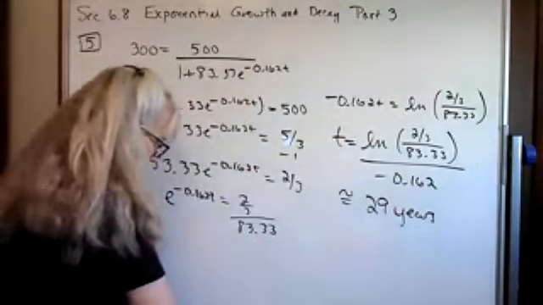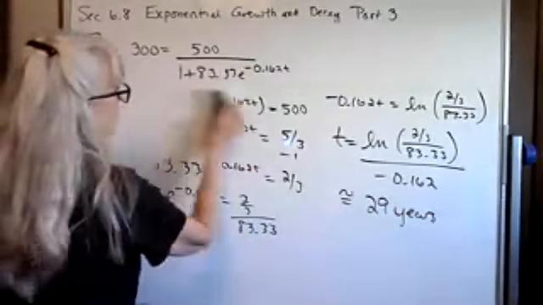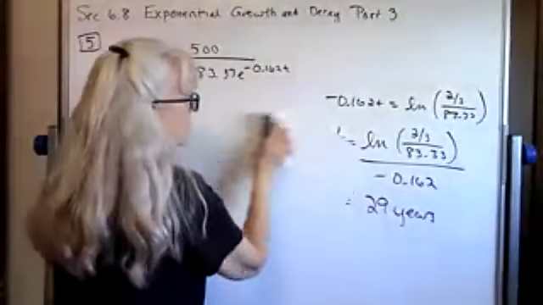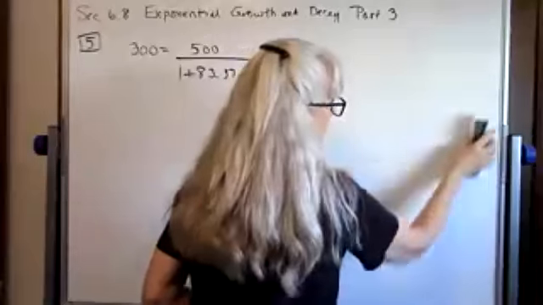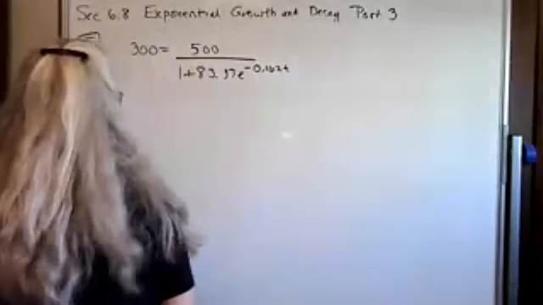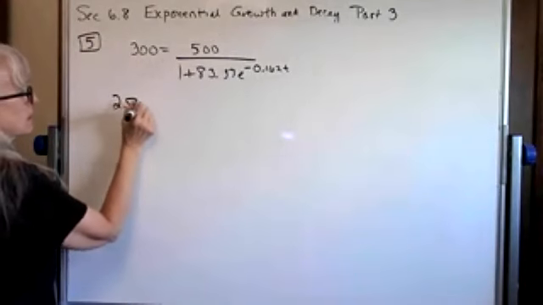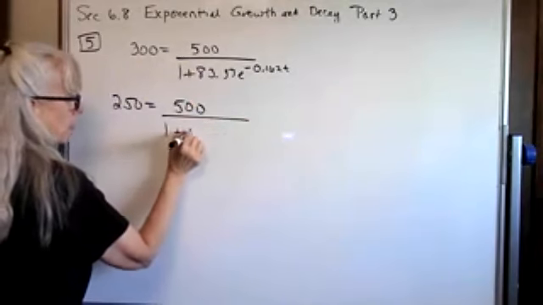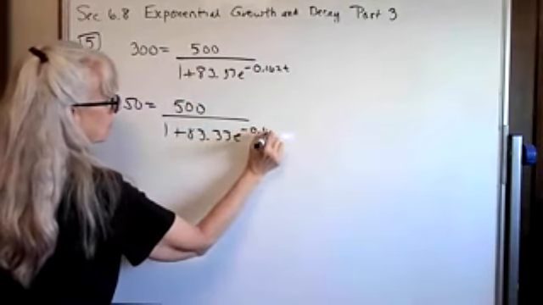Okay, we're going to do this one more time on part E. It says, how long will it take for the population to reach 1/2 of its carrying capacity? Well, if the carrying capacity is 500, half of that would be 250. So we just did 300. Now we're going to go do 250. Same exact process. So it just gives you another chance to solve this equation for time.